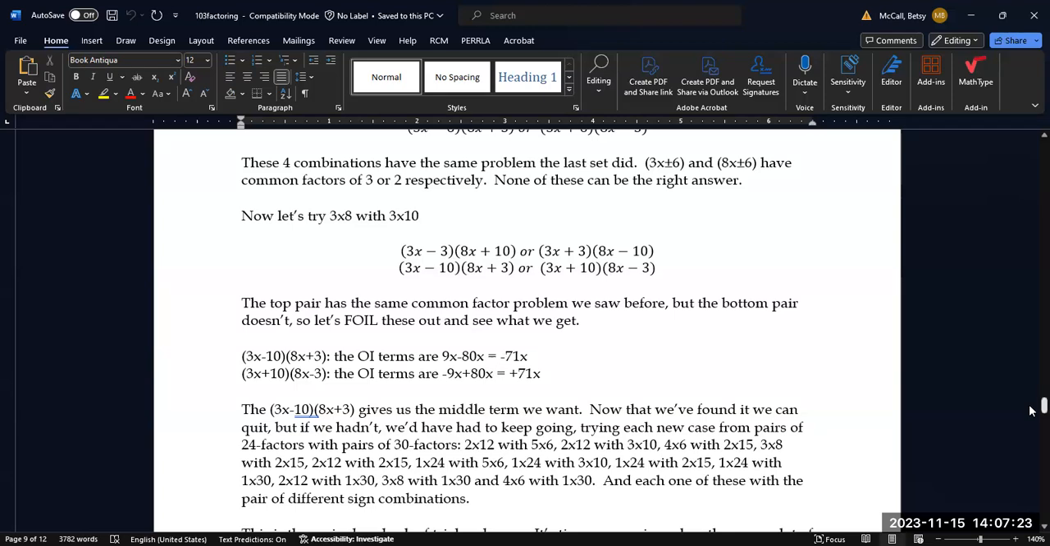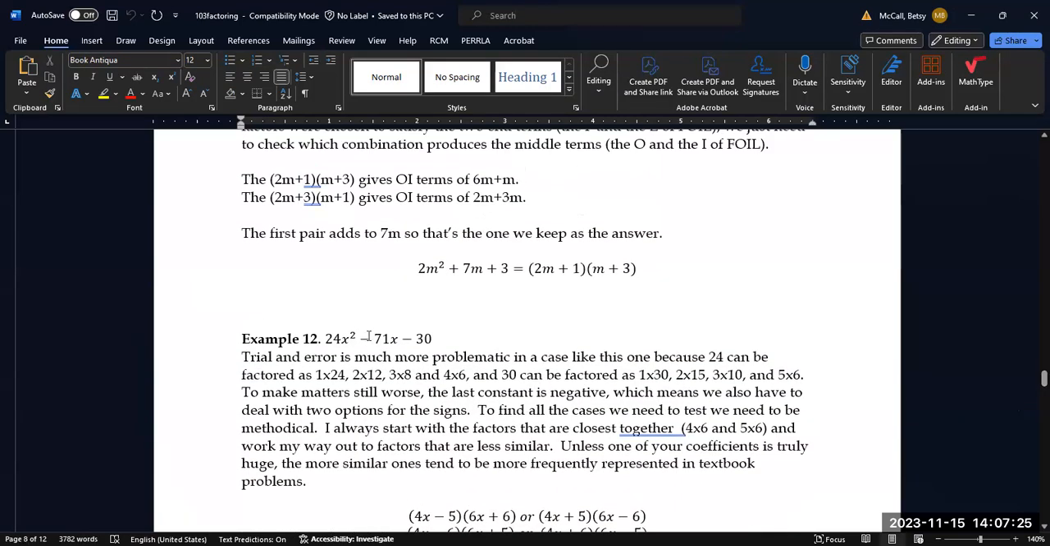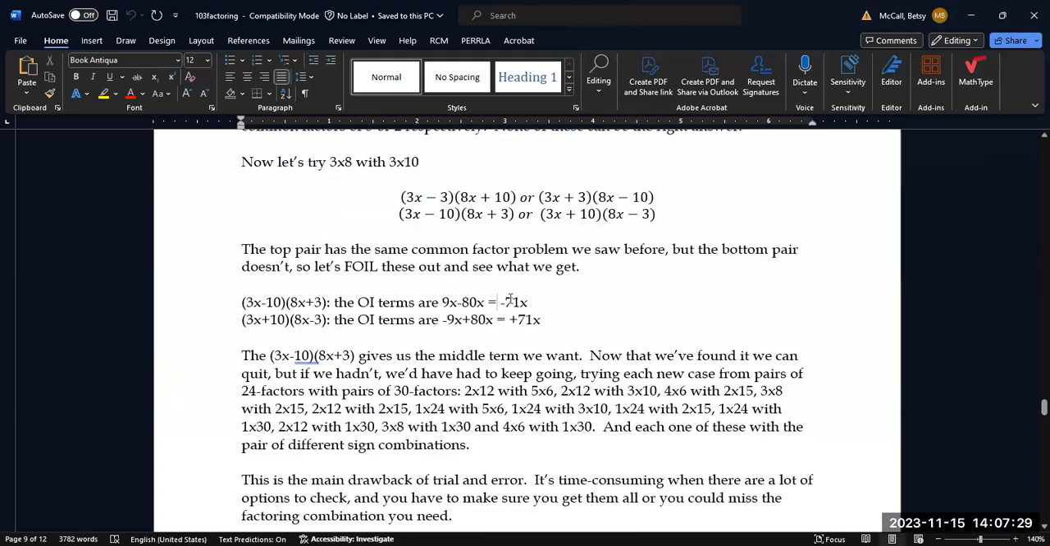Our original problem, if we go back to the beginning here, was a negative 71 in the middle. So this is the one that we want. This is the correct factorization. Now, if this had not worked, of course, we would keep going. We would try maybe combining the 3 and the 10 with the 4 and the 6 from the 24. And we would just keep going until we had tried all the possible combinations or we found a factorization that had worked.